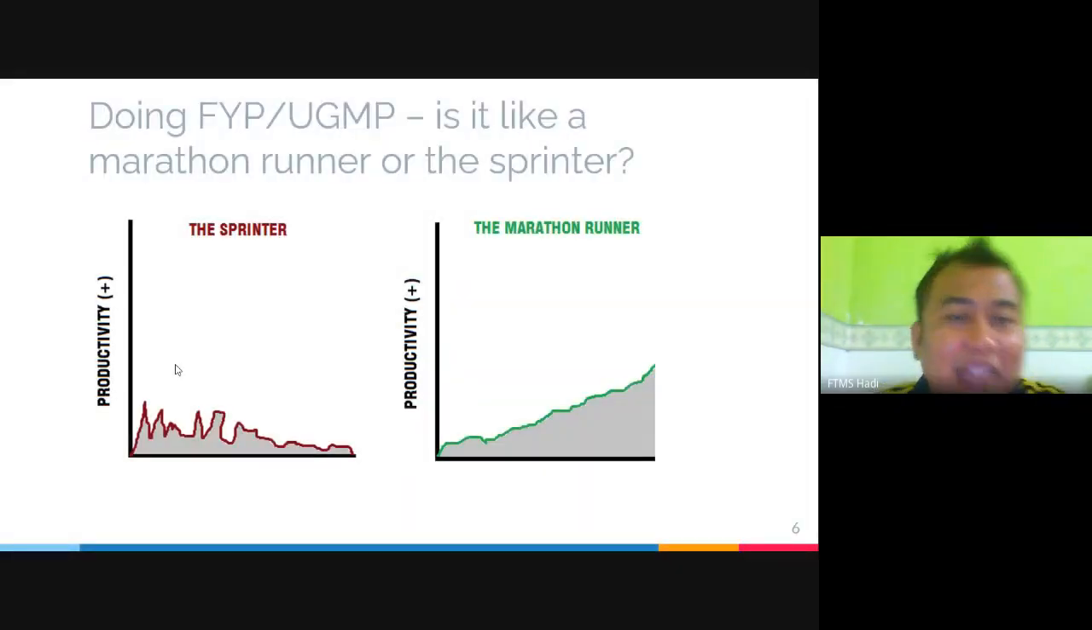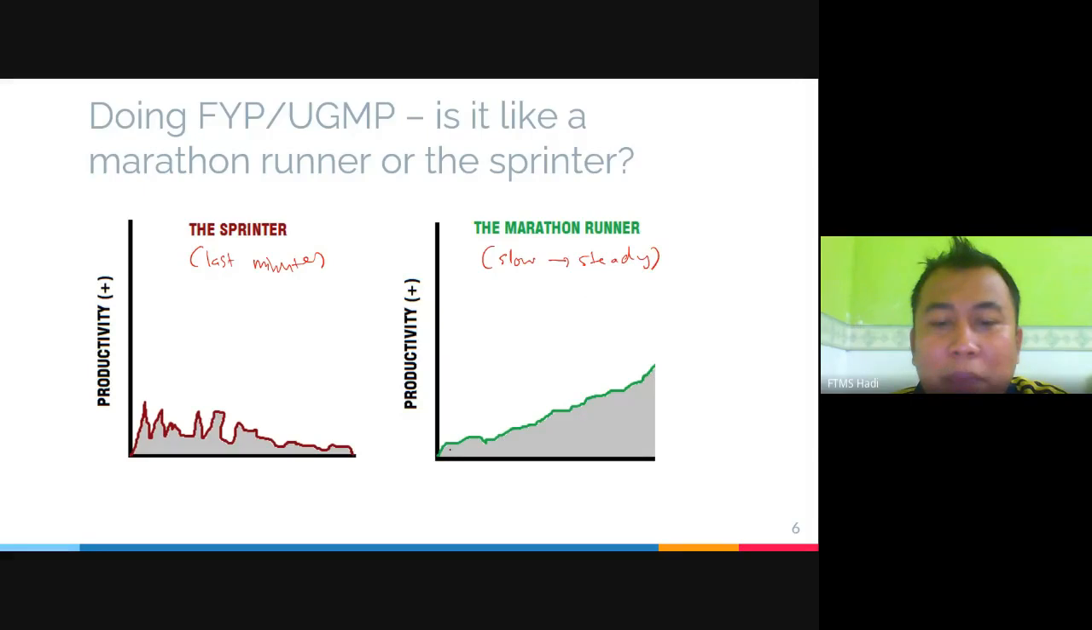Okay, this is the difference between last minute work and having momentum. You see, this is the last minute work, the sprinter, last minute. This is a marathon runner, a runner which is slow and steady.